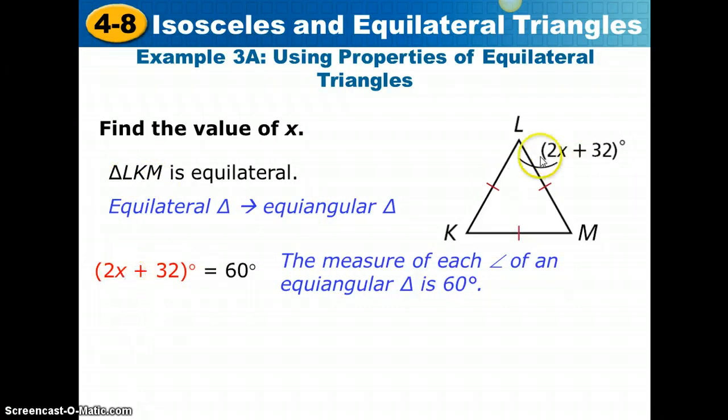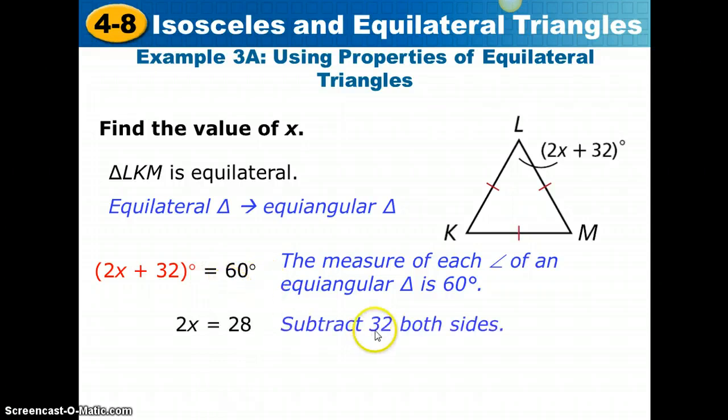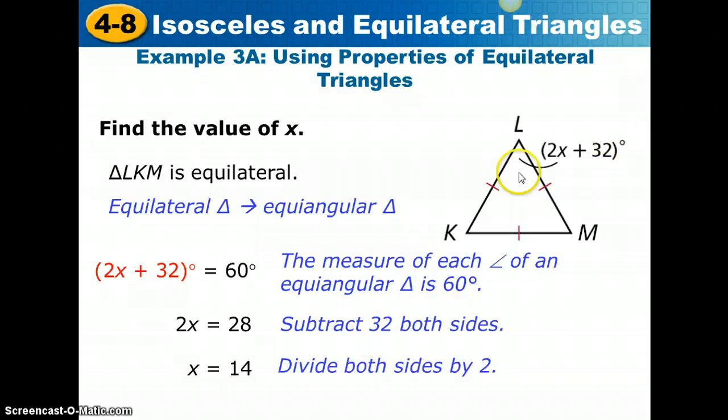So I know that 2x plus 32 must be the angle measure. We know that the angle measure of all equiangular triangles is 60 degrees. So 2x plus 32 must equal 60 degrees. Solving the equation for x, we find that x equals 14. Again, you don't need the angle measure. We know all angles of an equiangular triangle are 60 degrees. So our answer is x equals 14.